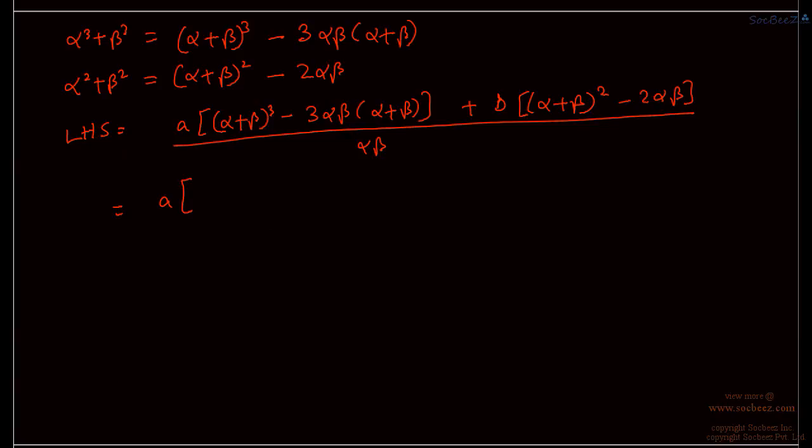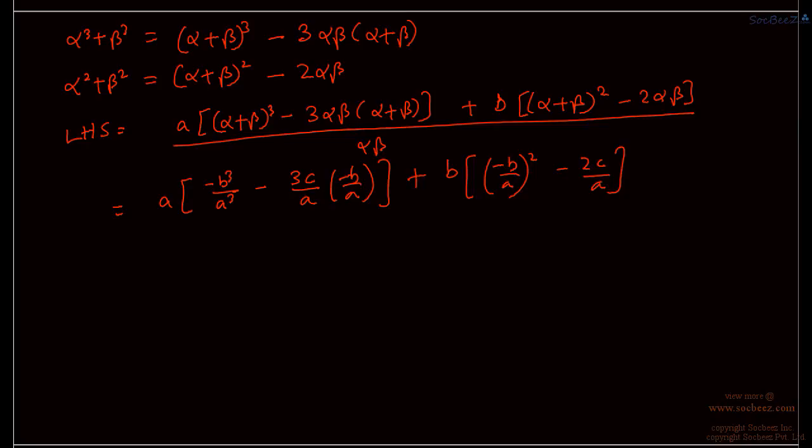So I have alpha plus beta whole cube, that is minus b cube by a cube. Right? Similarly, minus 3c by a into minus, this is minus b by a. And now I have minus b by a whole squared minus 2 times c by a. This whole thing by alpha beta, I will try to keep alpha beta as late as possible and just substitute it in the end. Okay. So now let's expand the brackets here.